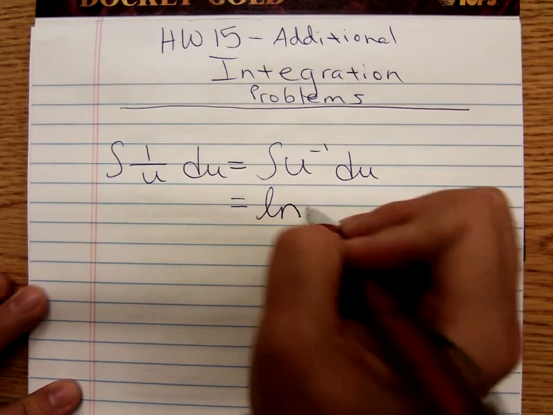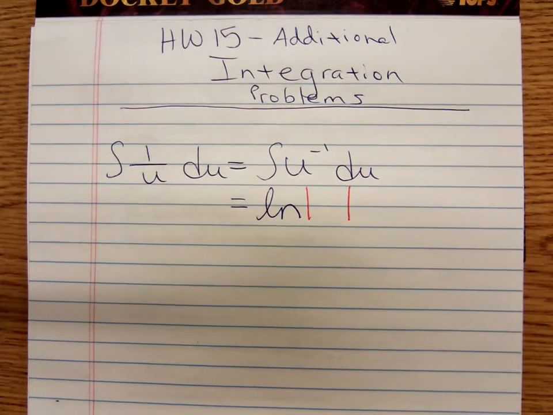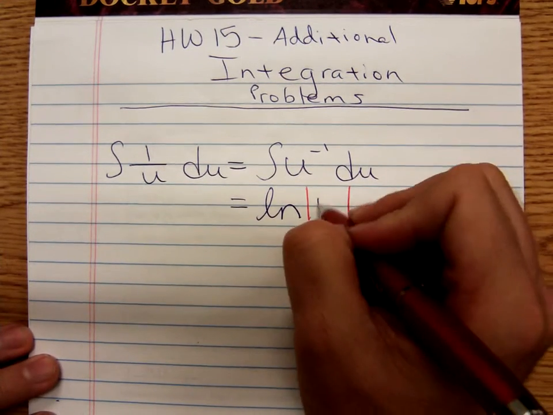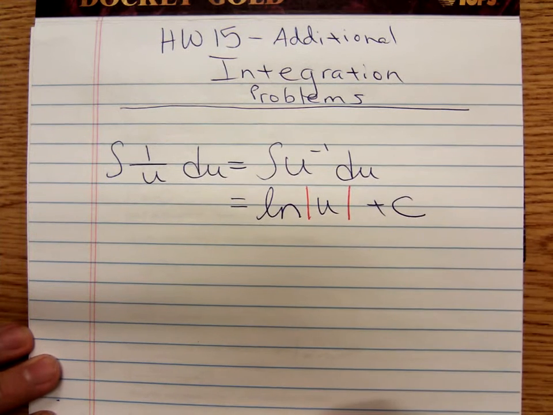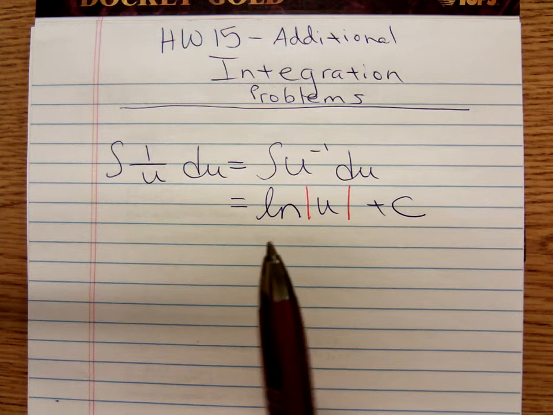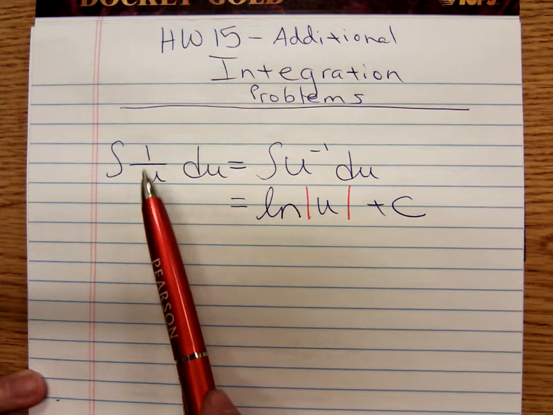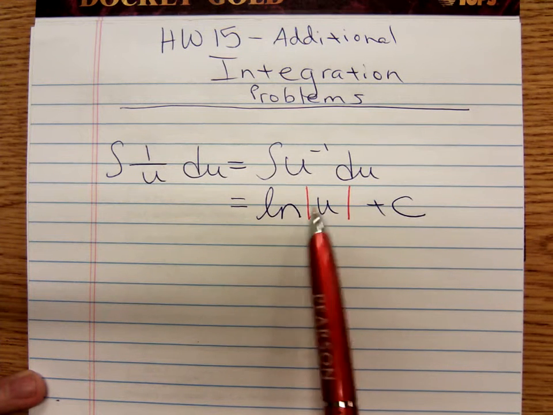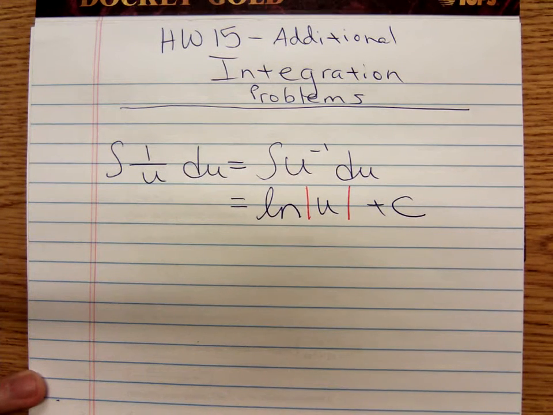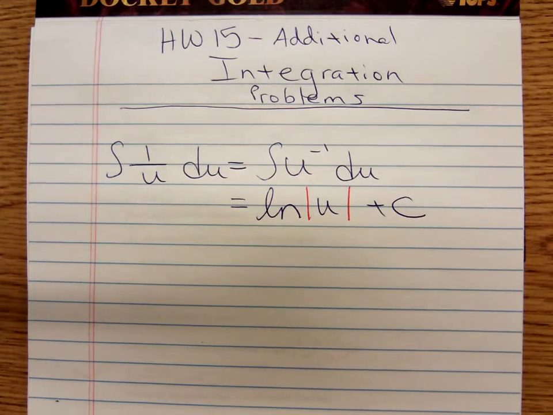So whether it's 1 over the variable or the variable to a negative 1 power, the antiderivative is the natural log of the argument. We want to make sure that the argument's positive, so we enclose the argument in absolute value, plus c. Remember, the derivative of ln x is 1 over x. Here we're going backwards. The antiderivative of 1 over u is ln of the absolute value of u, just to make sure that the argument's positive. And we're going to need that as we do some of the homework problems, so keep that in mind.